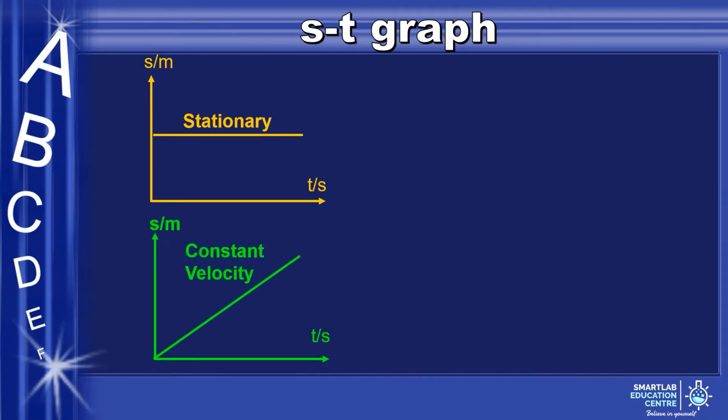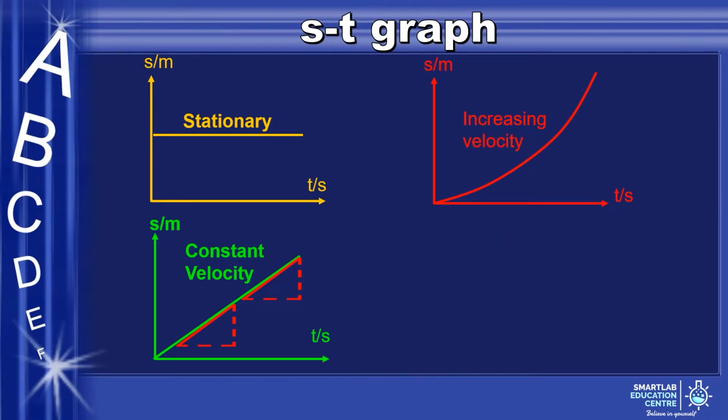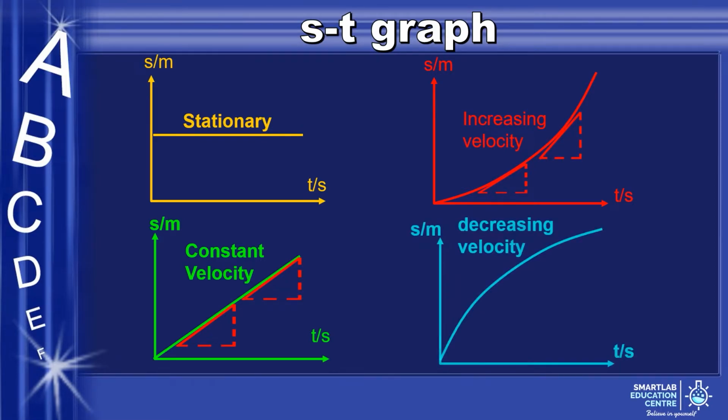An object at constant velocity, suggesting that the gradient of the curve never changes and remains unchanged, giving rise to a straight line. An object with increasing velocity, where the gradient of the curve increases in magnitude with respect to time. And an object with decreasing velocity, whereby the gradient of the curve decreases in magnitude with respect to time.